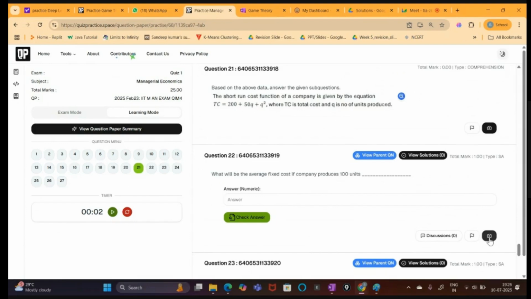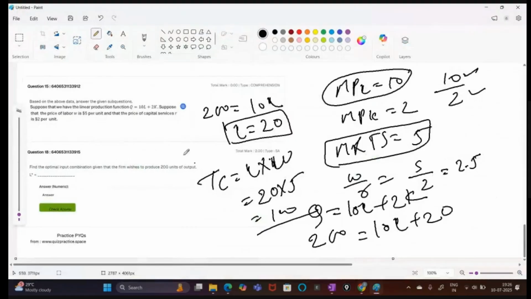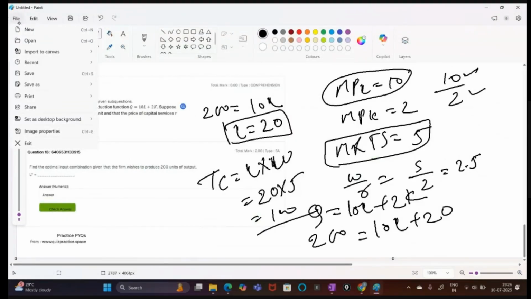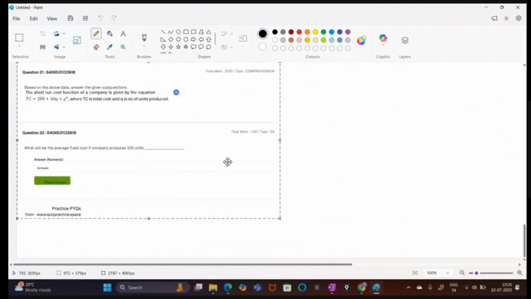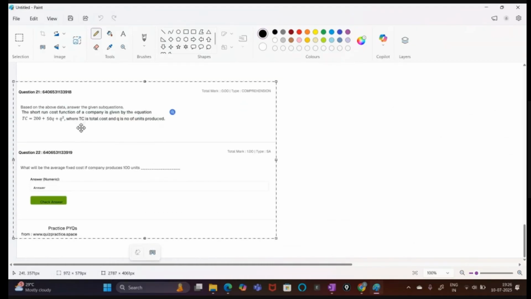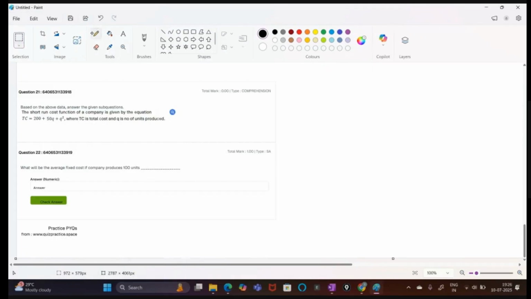Let me copy first. So in this question, what we can see is the total cost function, right? The total cost function is equal to 200 plus 50Q plus Q square.